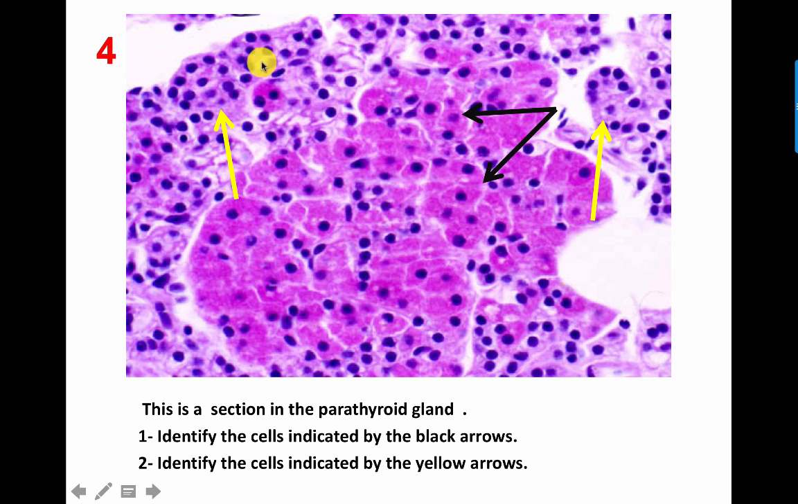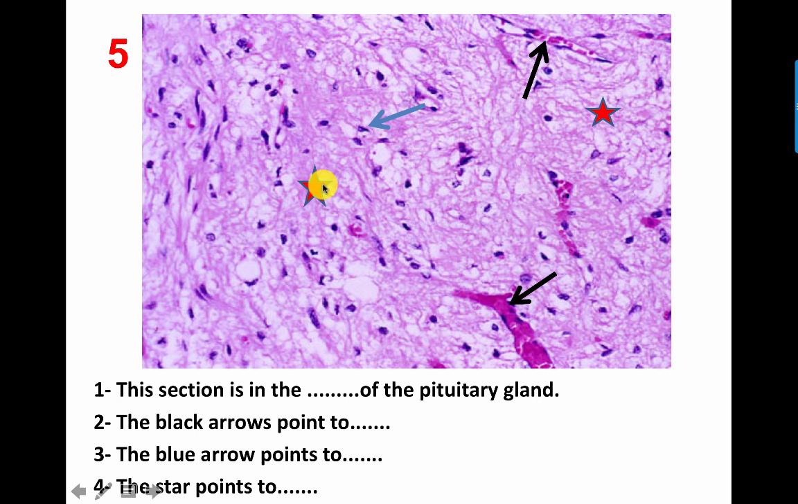Here we have the chief cells, which are the basophils, indicated by the yellow arrow. These are the chief cells which are basophilic, and they are the cells responsible for the production of the parathyroid hormone that increases the blood calcium level. Here, this is a section in the pars nervosa of the pituitary gland. The black arrows point to fenestrated blood capillaries. The blue arrow points to the pituicytes. The star here denotes the axons of the neurosecretory cells, or unmyelinated fibers of neurosecretory cells.